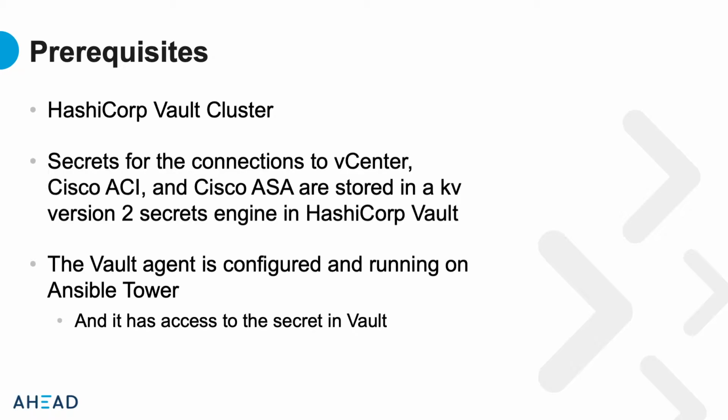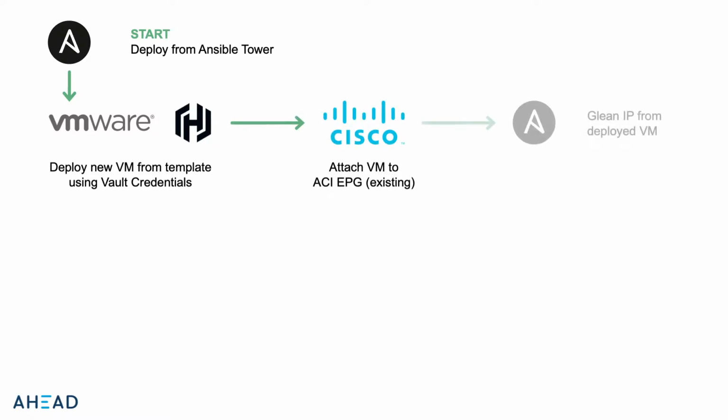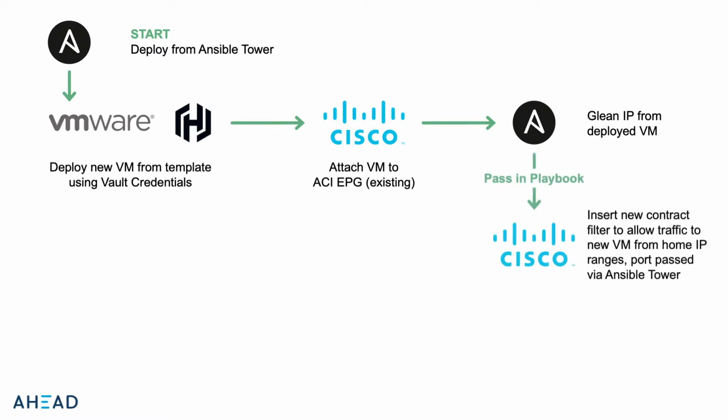So our design for this project is to start a deployment from Ansible Tower, retrieve the secrets from HashiCorp Vault. Using those secrets, connect to vCenter and create a VM. Then attach that VM to the ACI EPG. We have to get the IP from the VM in order to know what the IP address is. Then we insert a contract into the Cisco ACI with a filter to allow traffic.